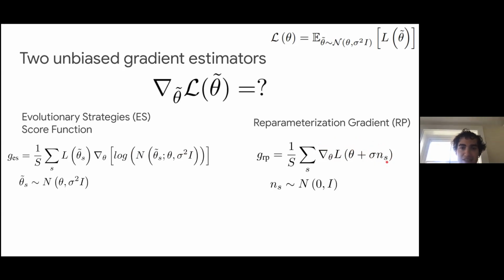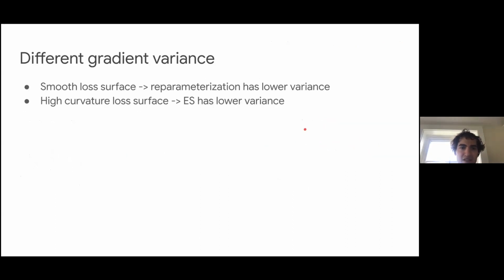Now, in practice, people often say, oh, the reparameterization gradient, you should always use it. If you can take a reparameterization gradient, it's going to be lower variance, you should use it. But in reality, this is not always the case. For smooth loss surfaces, the reparameterization gradient will have much lower variance. This matches our intuition, and everything's great. But for higher curvature loss surfaces, like the one we just saw, the ES estimator can actually have significantly lower variance.